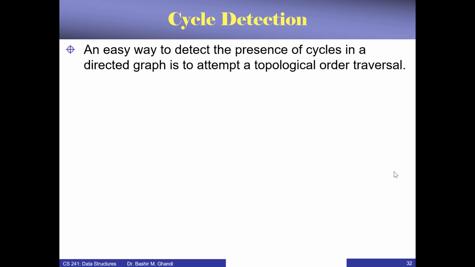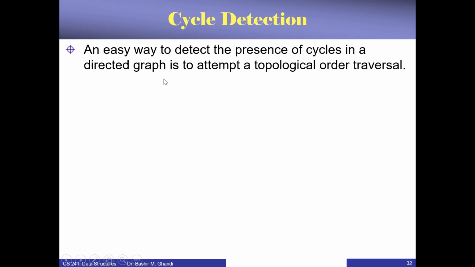Next is cycle detection. How can we detect if a graph has a cycle? We already defined what a cycle means from the first lecture. Basically, a path that starts and ends in the same vertex without repeating a vertex and without repeating an edge. How can we detect if a graph has such cycles? This actually is a direct result of topological sort.